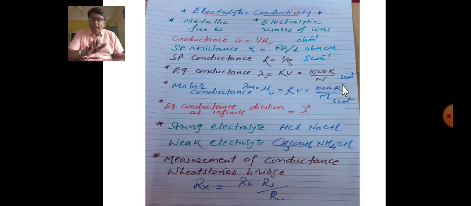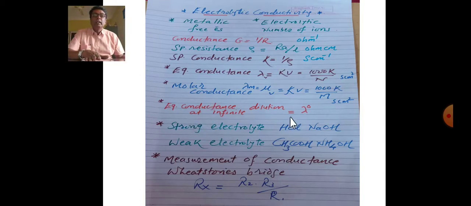centimeter square. In a similar manner, we have seen the molar conductance, which is denoted by the letter lambda M, also written as mu V. Lambda M is equal to kV, where K is specific conductance and V is the volume containing 1 mole of an electrolyte, and finally its equation is 1000 K divided by M, where M is the molarity of the solution. The difference between equivalent and molar conductance is that equivalent conductance has the normality N, and molar conductance has the molarity M. The unit of both is S centimeter square: S centimeter square per equivalent, and S centimeter square per mole. That is the difference between them.